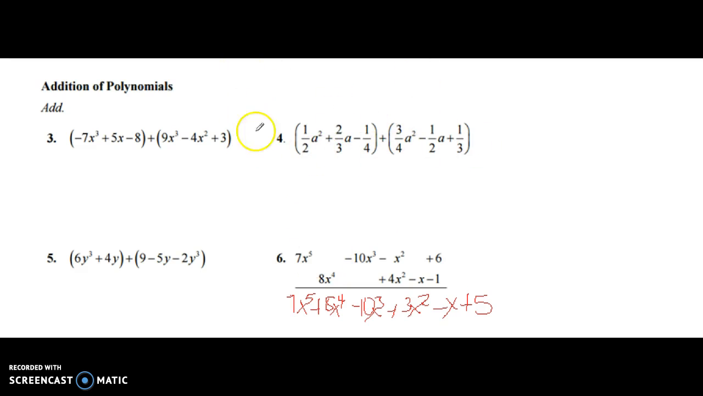Just make sure you know how to add your fractions. Find common denominators if you don't already have them. Just remember to match up your like terms. So make sure you're matching the exponents correctly.